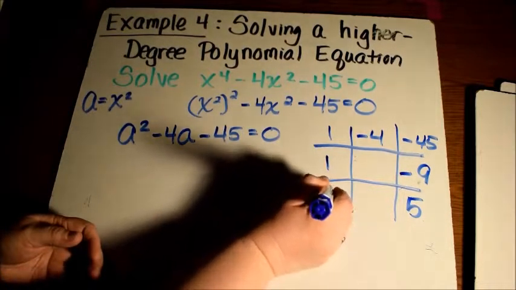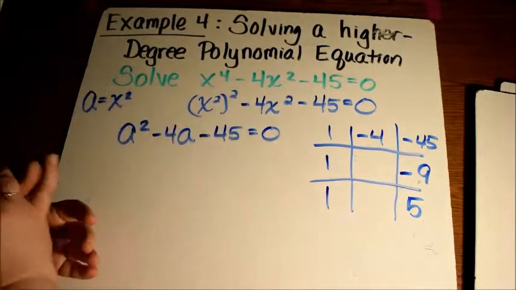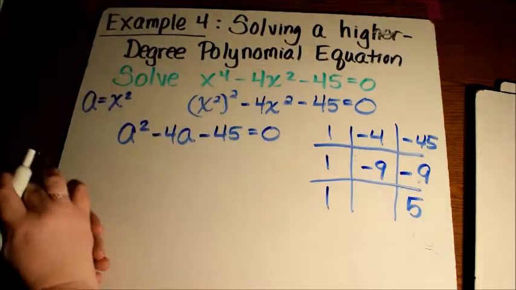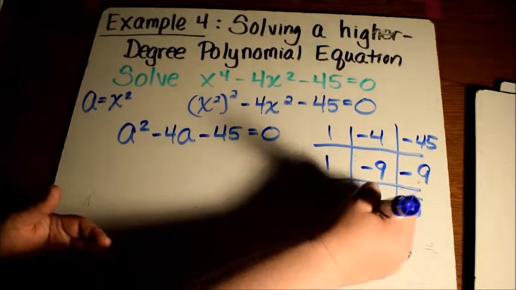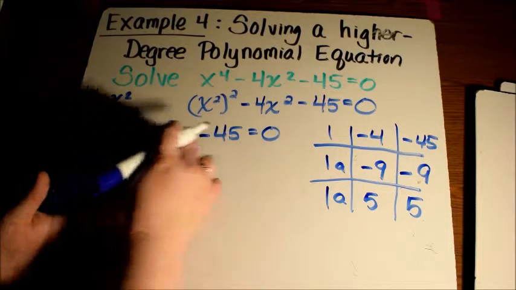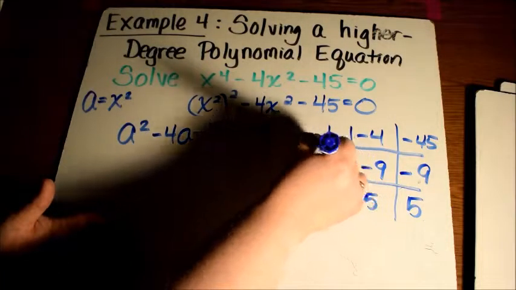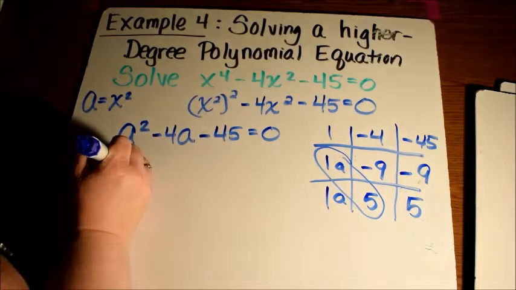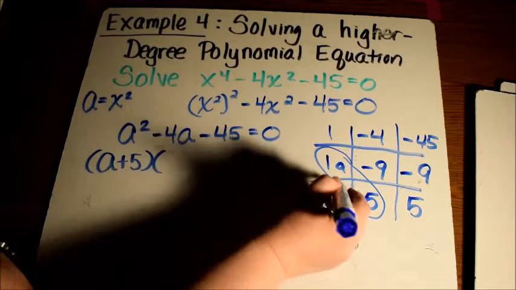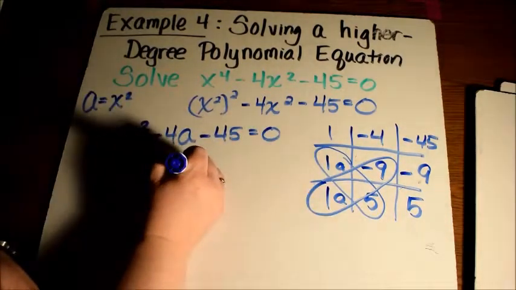So the greatest common factor, because there's a 1 here, these are 1. 1 times what is negative 9? Well, that's negative 9. 1 times what is 5? Well, that's 5. Those are a's. So I can split this up into a plus 5 and a minus 9.